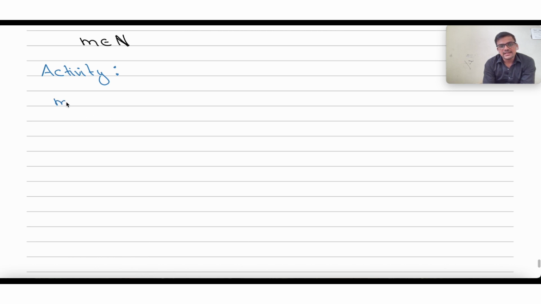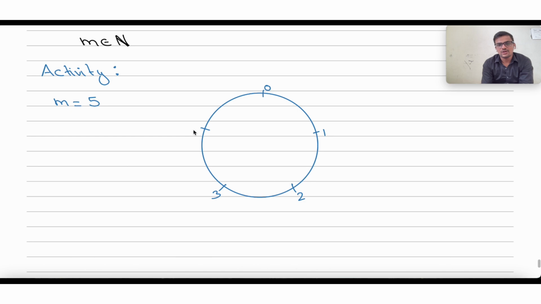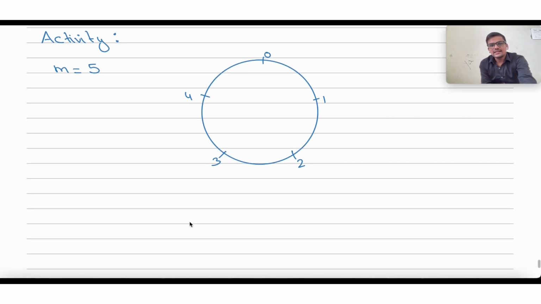Suppose I take M equal to 5. Then what are the remainders? If you divide a number by 5, then either remainder 0 will come, or 1, or 2, or 3, or 4. Now I will write all integers which when divided by 5 give remainder 0. These integers are nothing but this set: minus 10, minus 5, 0, 5, 10, 15 and so on. This set I am calling the 0 group.